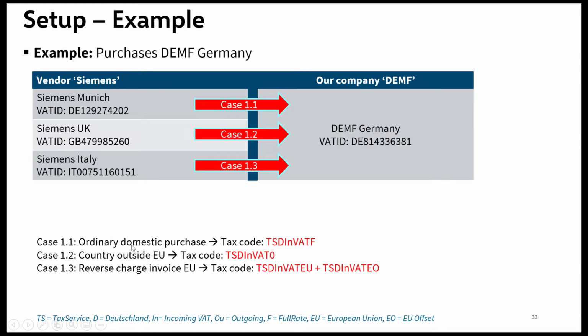I listed here the different cases and the tax codes that I used. TS stands for tax service. It's just to differentiate the new codes that I set up from the old ones that were already in this demo version. Then I have D for Deutschland or Germany. In means incoming, out means outgoing invoice or tax rate. Then we have VAT, and full means full, so 19% in Germany, 0 means of course tax-free. And then we have here the European Union and the offset tax rates. Now that's what we need.